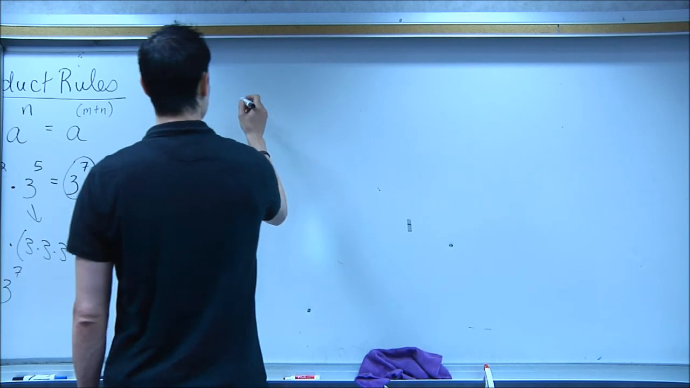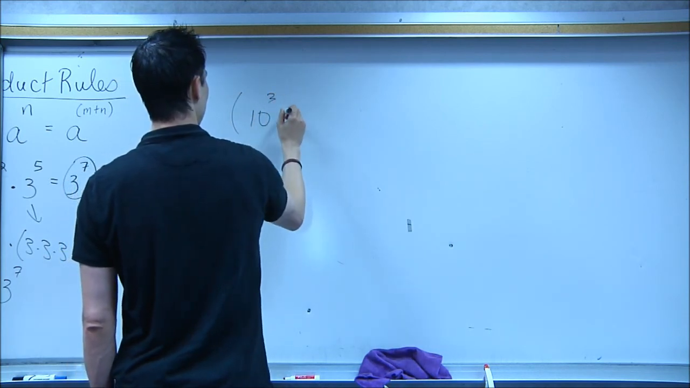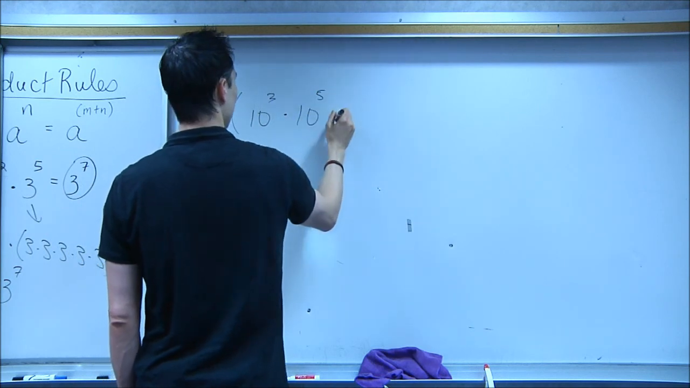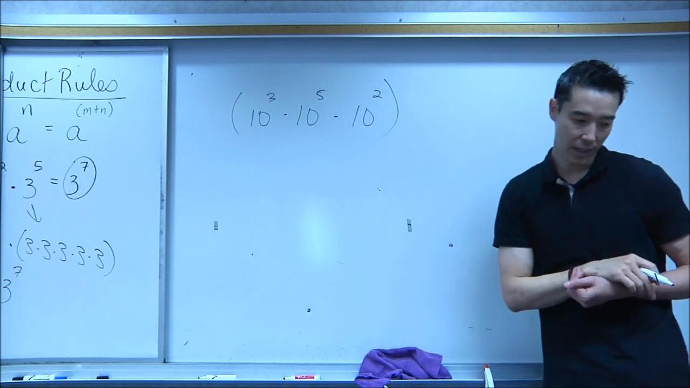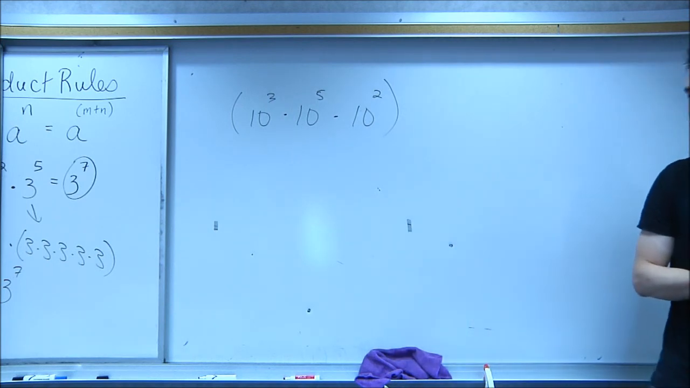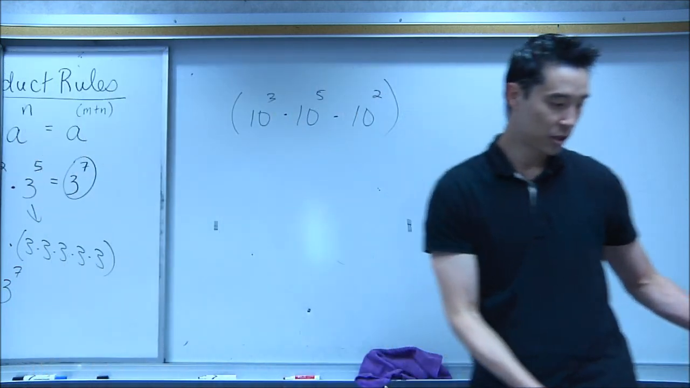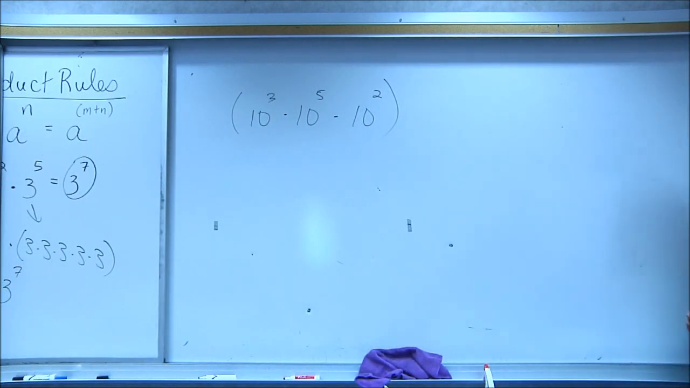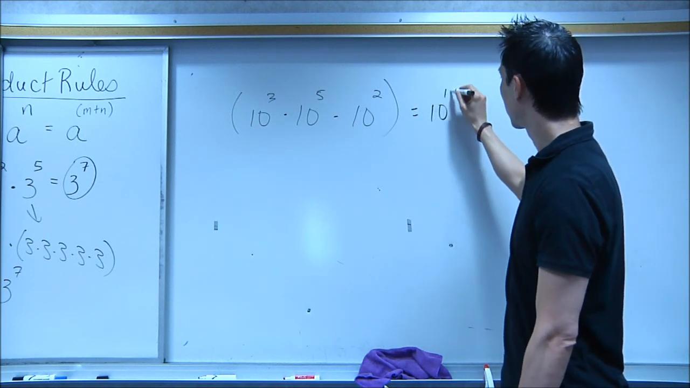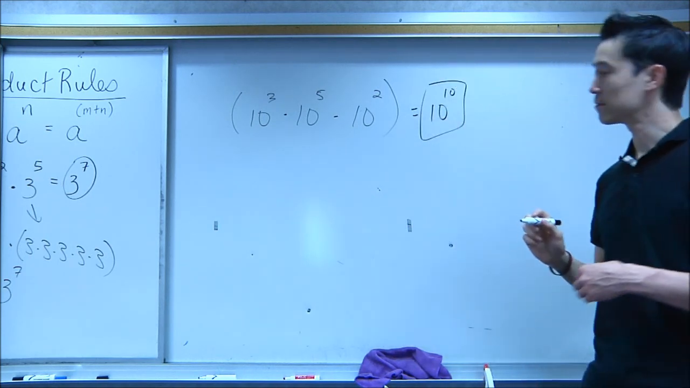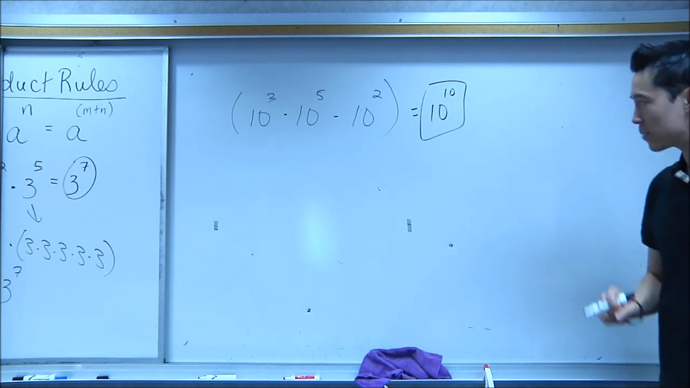Let's take a look at, say, 10 to the third times 10 to the fifth times 10 to the second. Again, all of them are the same base. So as long as you know this rule and are familiar, you should be able to handle it. So what is the answer to this? 10 to the 10. Yeah, and that's it.